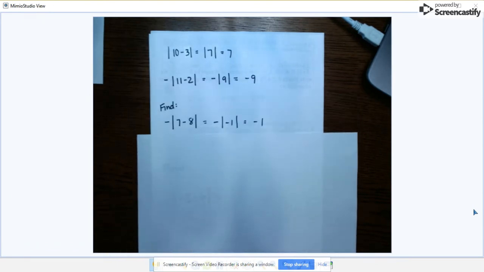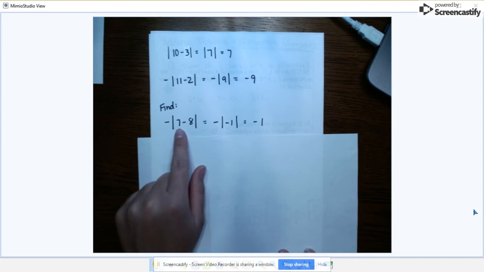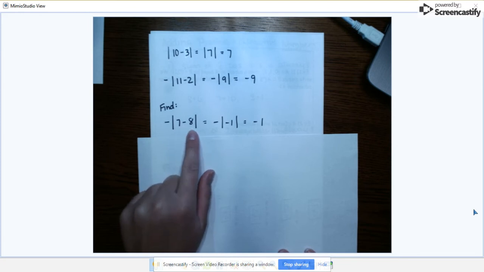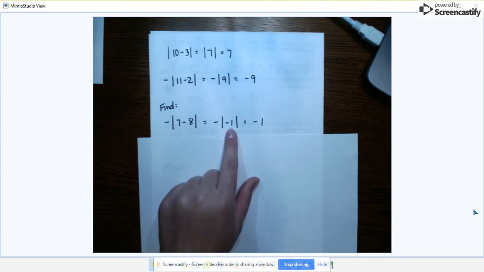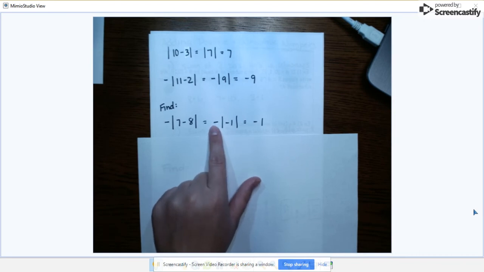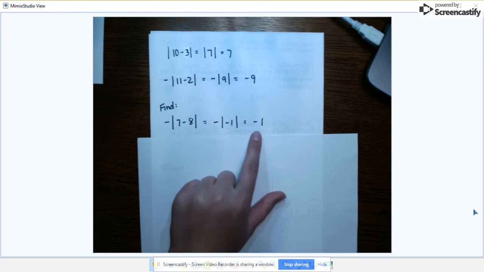I'd like you guys, just kidding, we're going to do this one together. The opposite of the absolute value of 7 minus 8. Okay, 7 minus 8 gives us negative 1. The absolute value of negative 1 is positive 1, but then we have to multiply by that negative 1 that's out in front. So we get a negative 1.